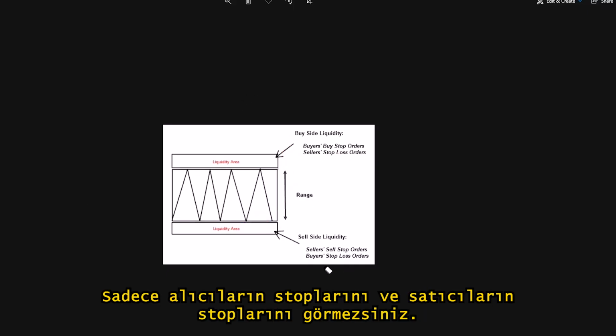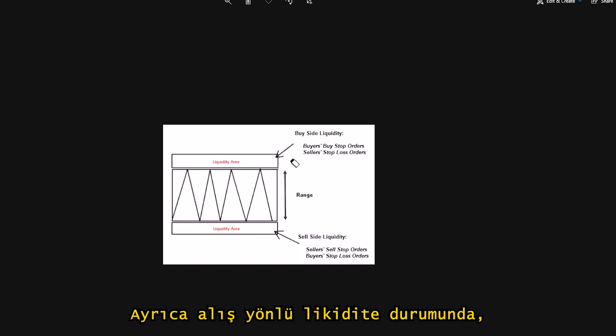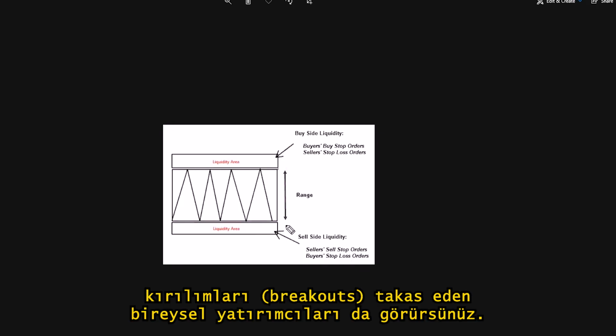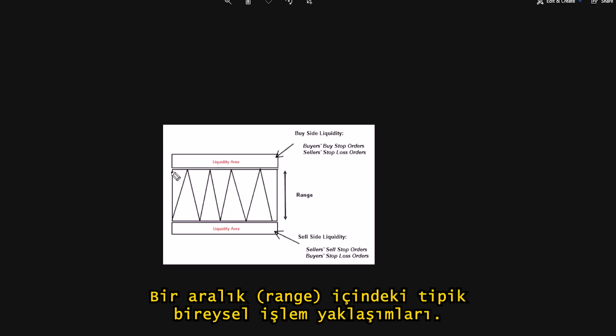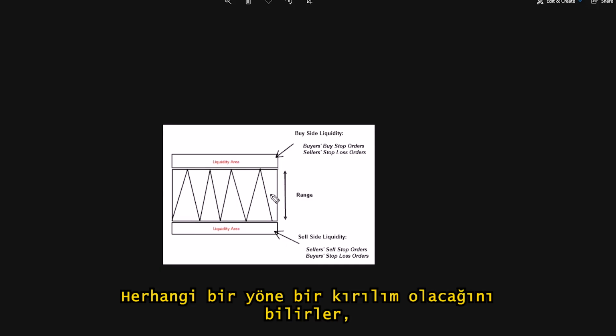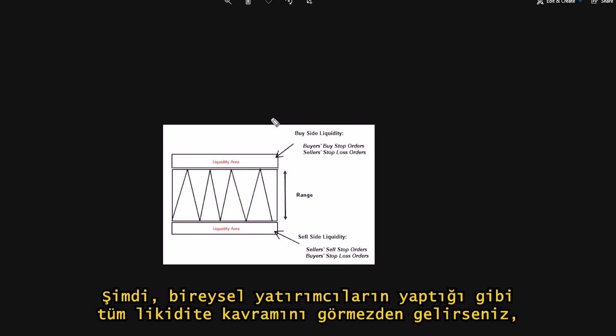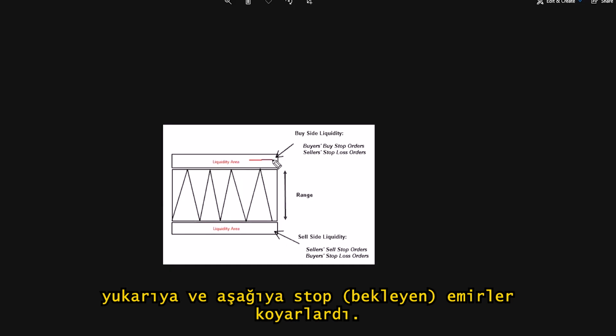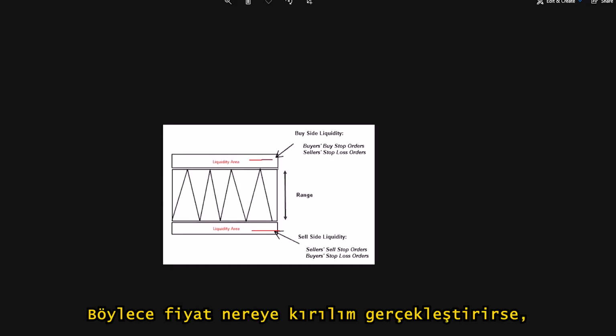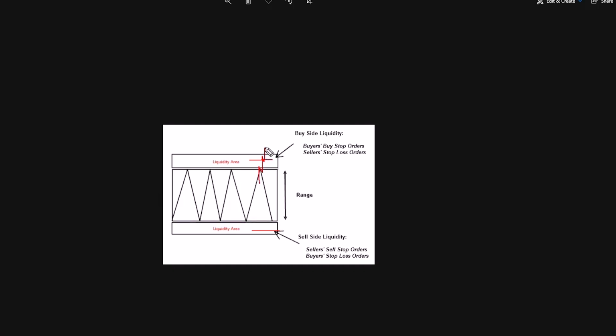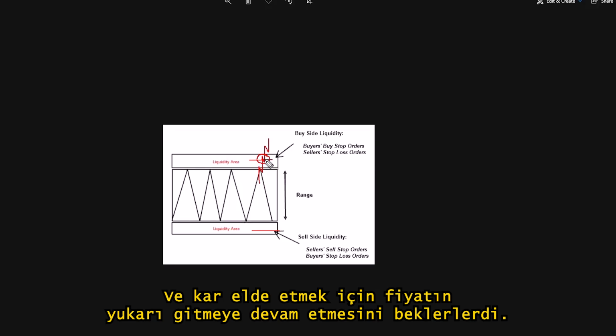Not only do you see buyer stop loss and seller stop loss, you also see, in the case of buy side liquidity, retail traders trading the breakouts. A typical retail trading approach within a range is that they know there's going to be a breakout in either direction. If you ignore the whole concept of liquidity, which retail traders do, they would place stop orders above and below. So wherever price chooses to break out, their trade will get activated, and they would be expecting price to continue up to then make a profit.